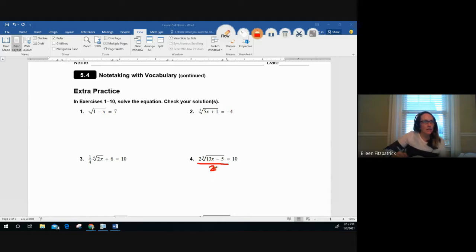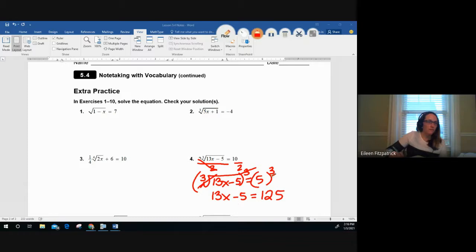All right, isolate the radical by dividing both sides by 2. So I have the cube root of 13x minus 5 is equal to 5. Now I'm going to cube both sides of the equation to get rid of that radical. So I have 13x minus 5 is equal to 125. And then I'm going to, I ran out of room. I should have pulled it up. I'm going to add 5 to both sides. I'll swing it up here. Add 5 to both sides. So I have 13x is equal to 130. Divide both sides by 13 and x is equal to 10.